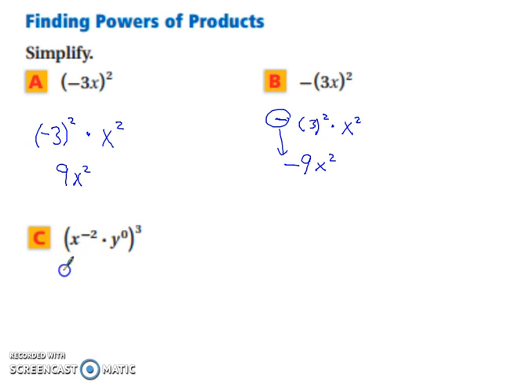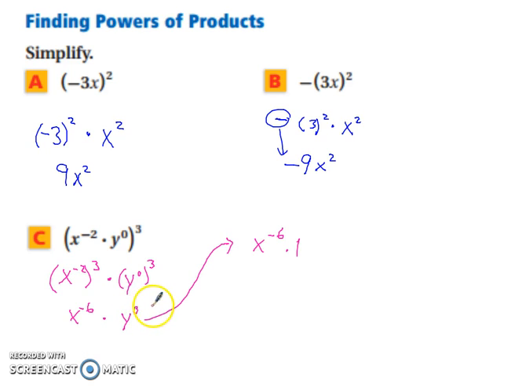So we can rewrite this to say x to the negative second to the third times y to the 0, that quantity to the third. Well, we have a power to a power, so we multiply. So now we have x to the negative 6 times y to the 0, because 0 times 3 is 0. We're just going to bring it up over here. So we have x to the negative 6 times 1, because anything to the 0 power is 1.